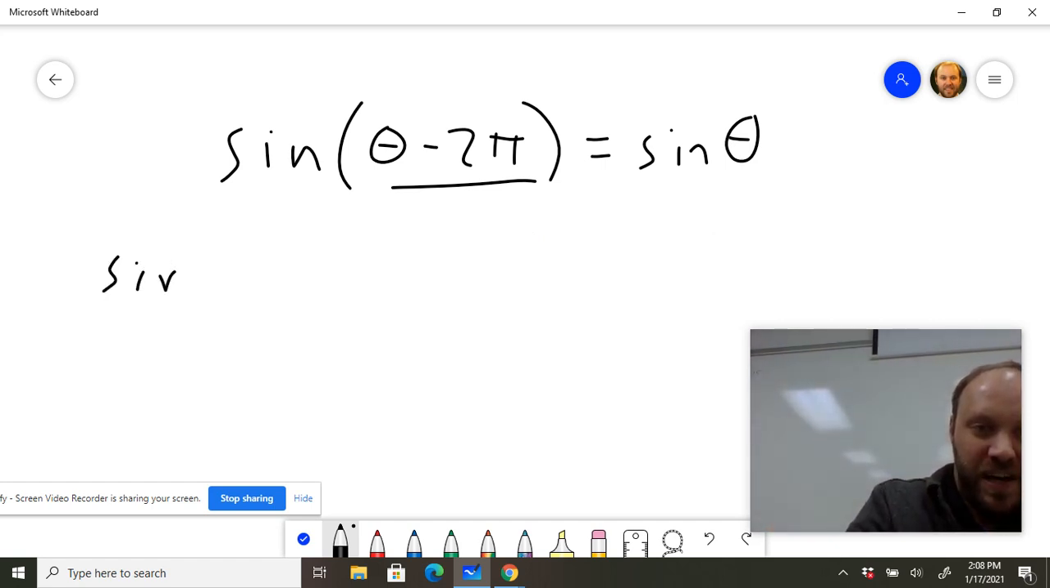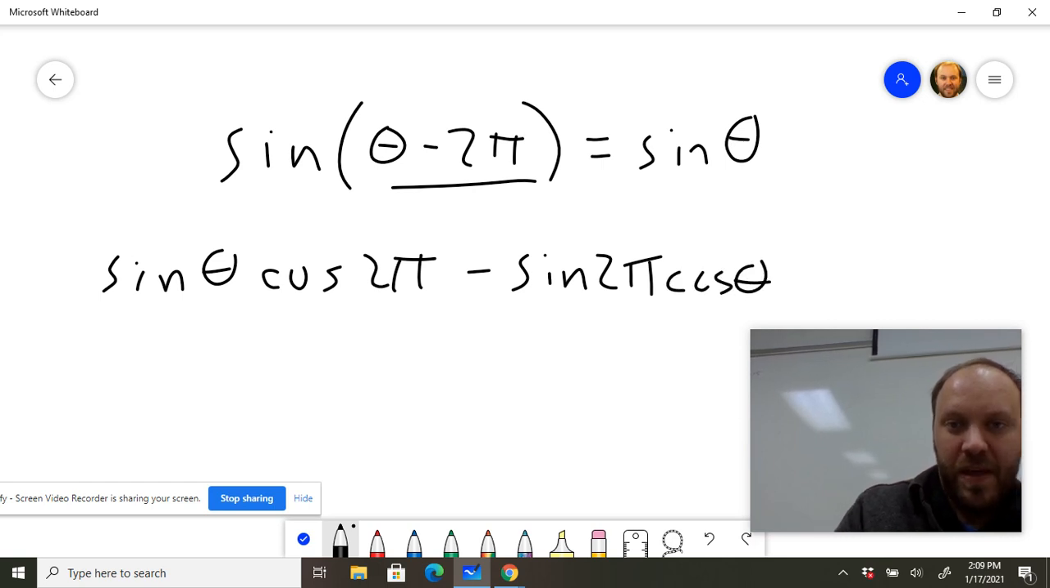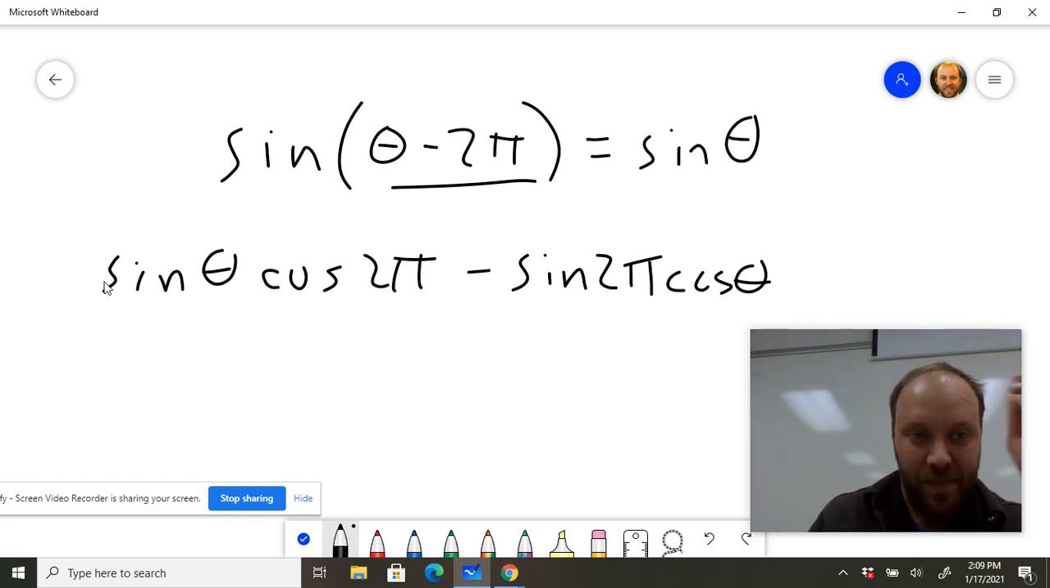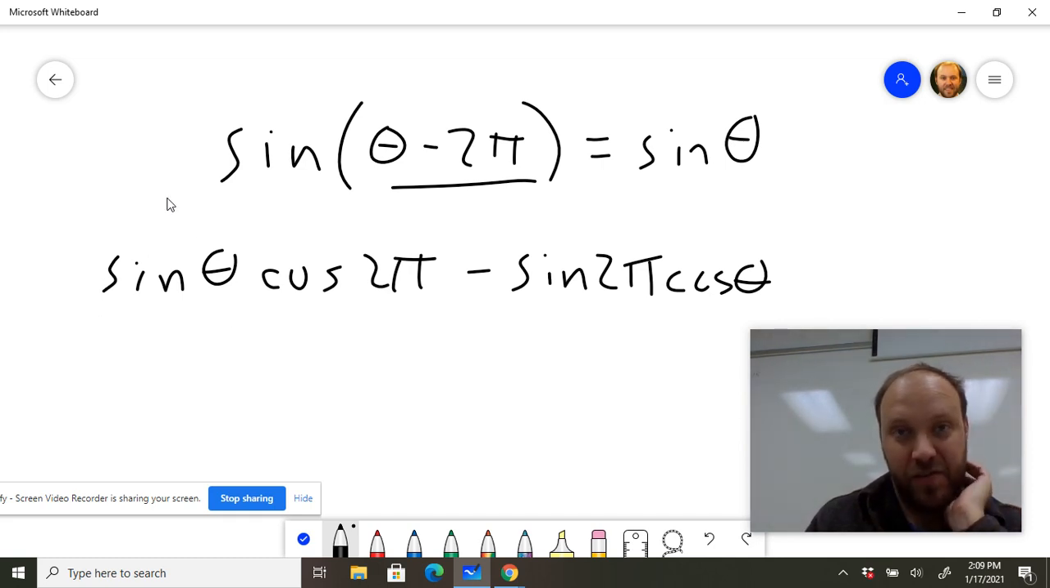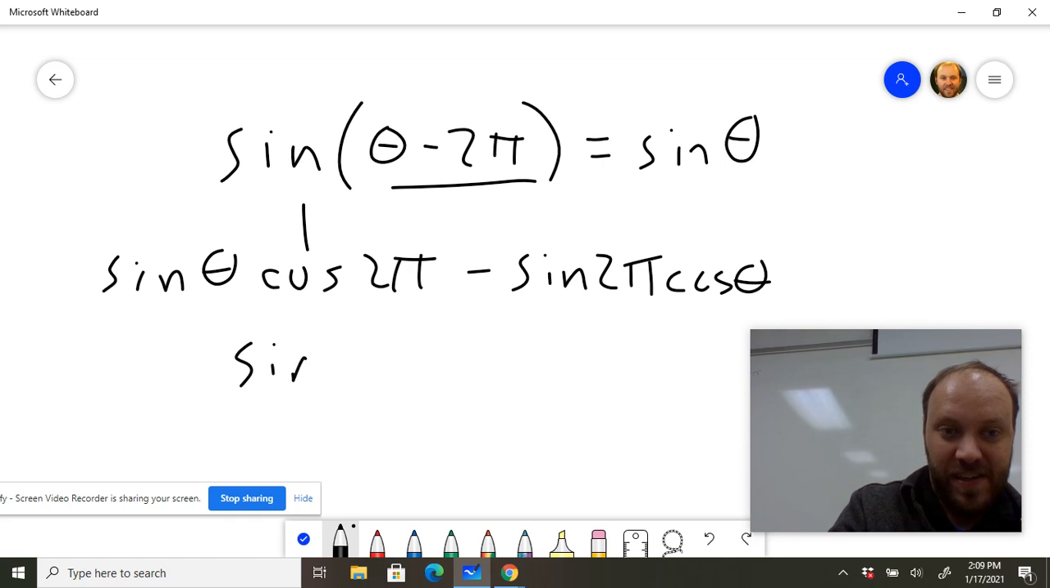So sine of theta, it would be sine of theta times the cosine of 2 pi. And then it's a sign difference, so it would be minus sine of 2 pi times the cosine of theta. And you're looking at that and you're like, well, how is that going to simplify down to sine of theta? But start evaluating things. Okay, I can't evaluate sine of theta, but cosine of 2 pi, if you think about the cosine function, cosine of 0 is 1. So cosine of 2 pi is also going to be 1. So that just simplifies down to sine of theta.